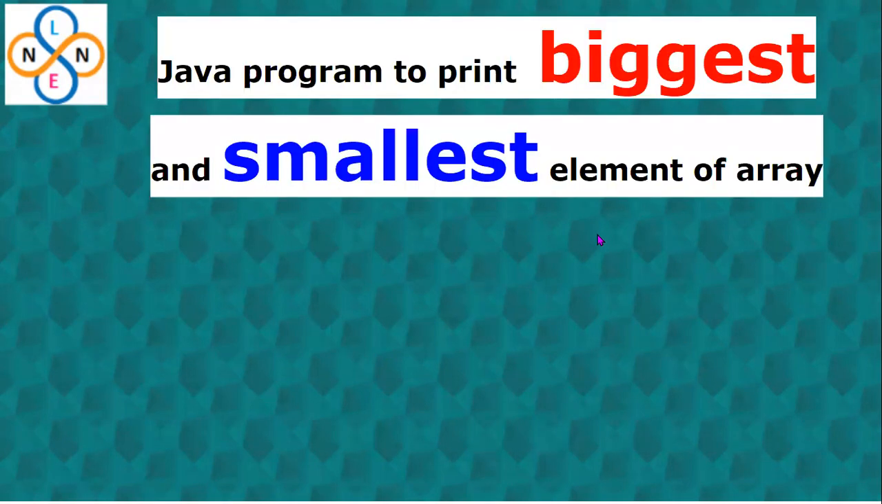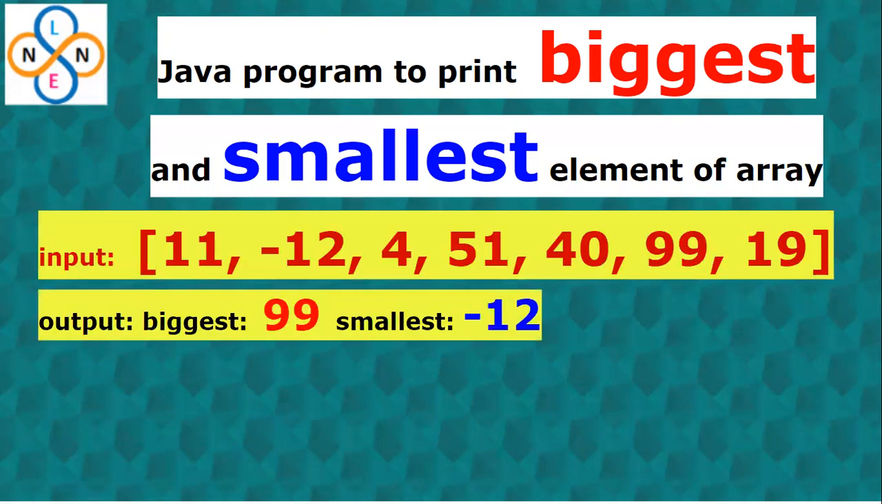In this video, we are going to discuss a Java program to print the biggest and smallest element of the array. For example, if the array elements are 11, minus 12, 4, 51, 40, 99, 19, then the biggest element is 99, smallest is minus 12.